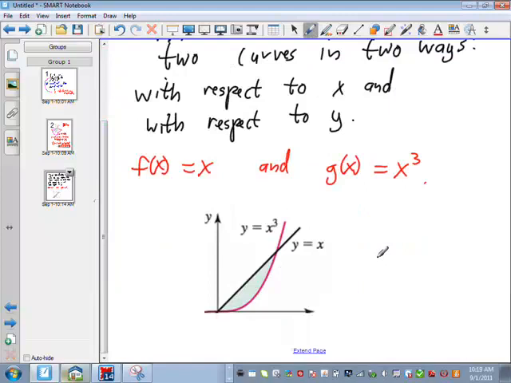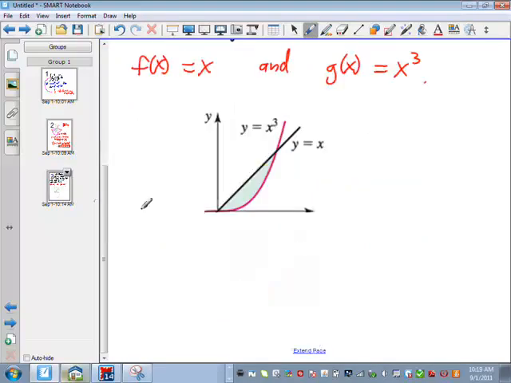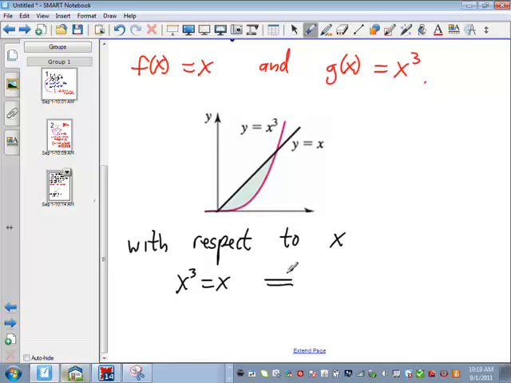I want that volume. I'm sorry. We want that area. Okay. Good. So with respect to x, no problems, right? Maybe. Again, where they intersect, x cubed equal to x implies that x is equal to what? 1. Okay.